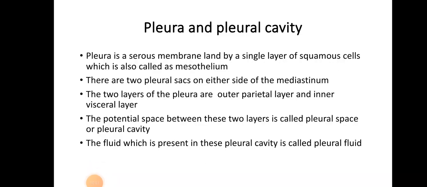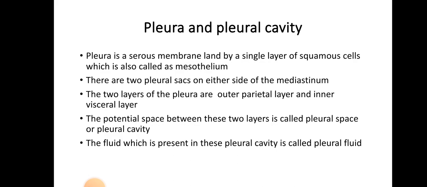Now coming to the pleura and pleural cavity. Pleura is a serous membrane lined by a single layer of squamous cells, which is also called mesothelium. There are two pleural sacs on either side of the mediastinum. The place where the heart is located is called the mediastinum.